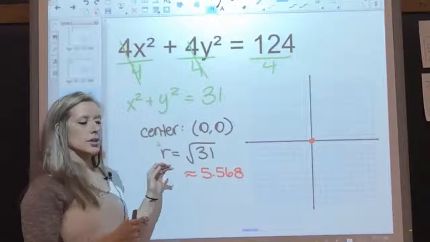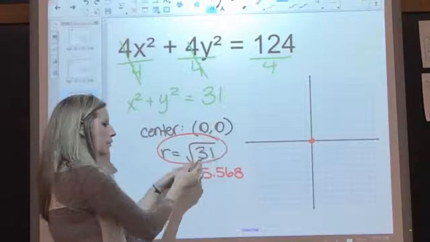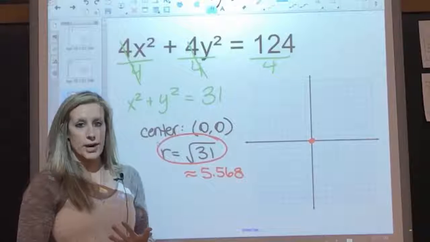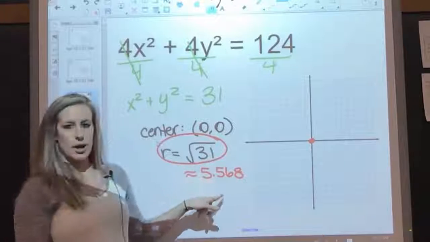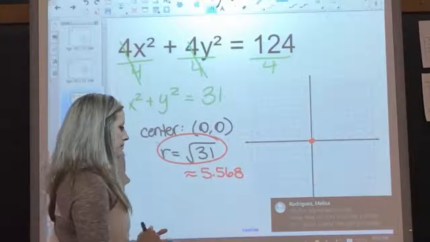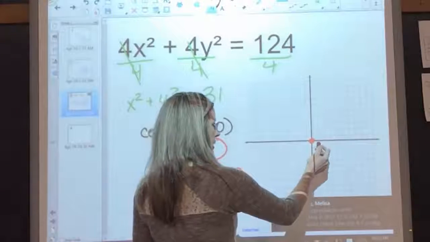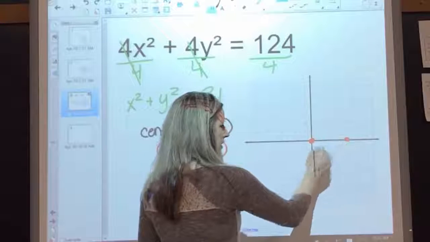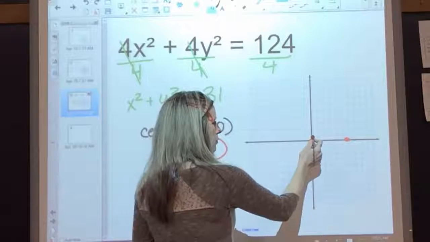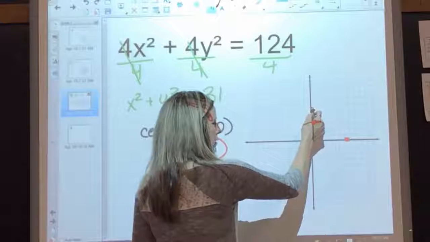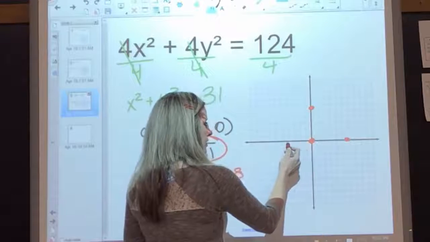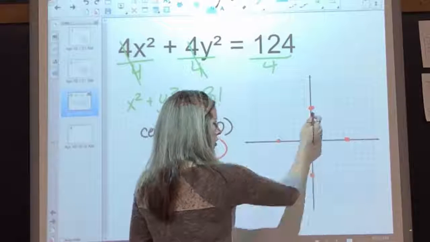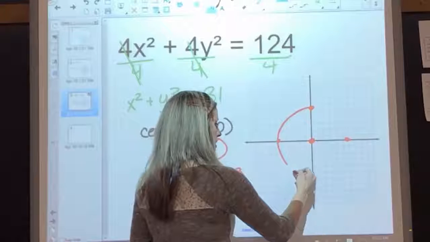But I do want to know what the radius is as a radical if it's not a perfect square. But to graph, you probably want to figure out what the decimal is. Okay, so I'm going to go 5.5 to the right. So it's going to be in between 5 and 6. I'm going to go 5.5 up. Once again, it's between about 5 and 6. 5.5 to the left. 5.5 down. Your circle should look something like this.